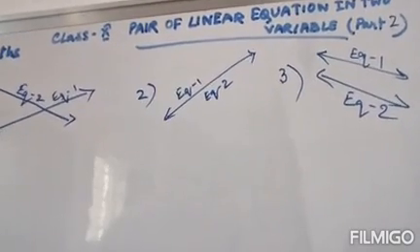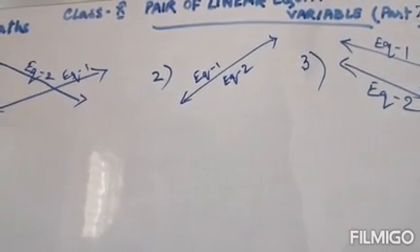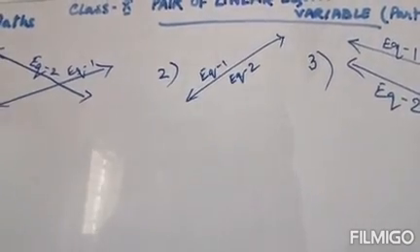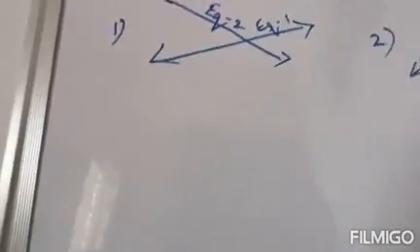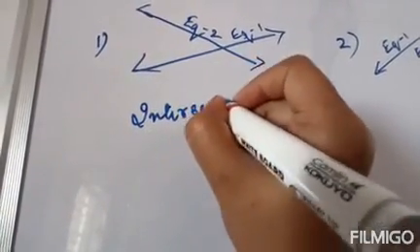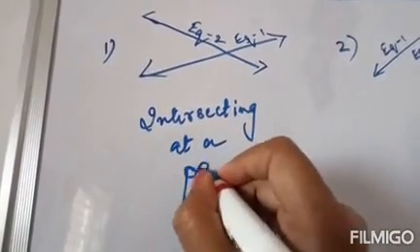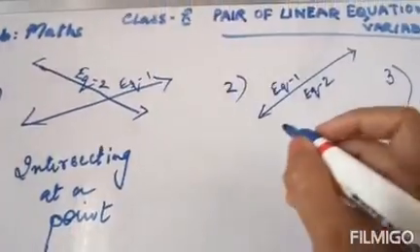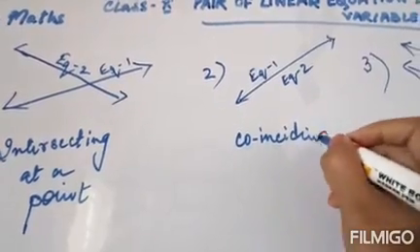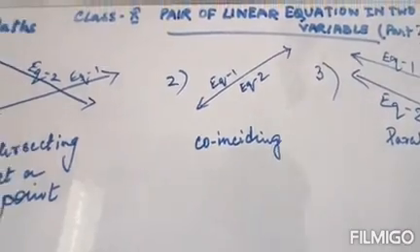When you have this type of graphs, we generally conclude that, first let me tell you, this one is intersecting at a point. This is coinciding, and this is parallel. Correct?